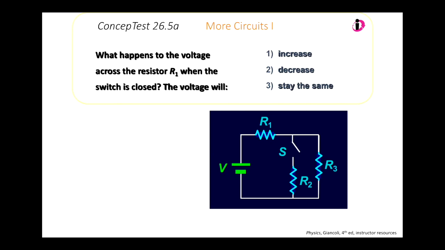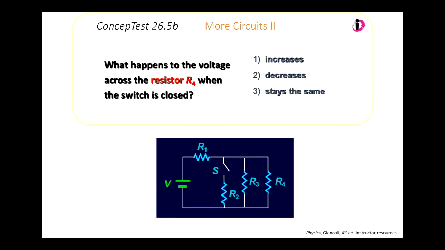What's our answer here? 1, 2, or 3? Should be 1. Why is it 1? Well, if I add that other resistor in parallel, then we could say that REQ for that parallel combination has now gone down, if you want to think about it that way. So there's less potential difference that's being used by that combination of resistors, which means that V1 will have to go up to accommodate because V has to stay the same. So based on that, what happens in this case? Notice it's asking now about the voltage across resistor 4 instead of resistor 1.